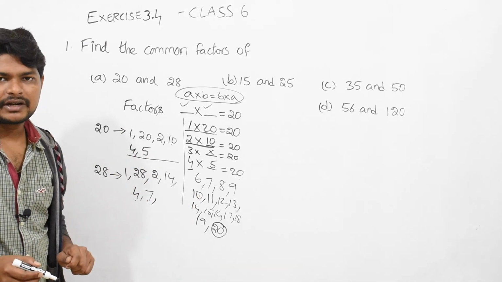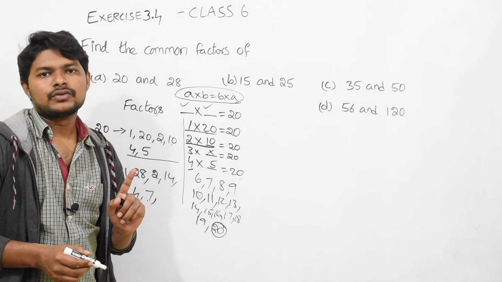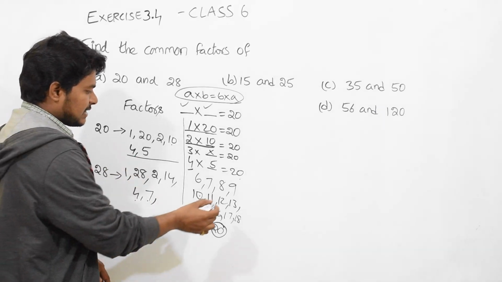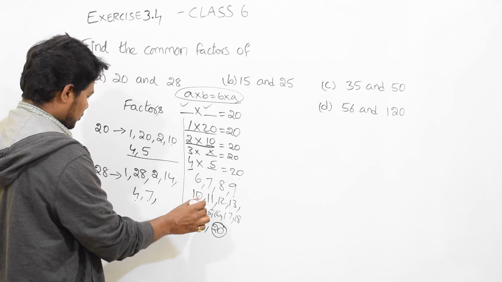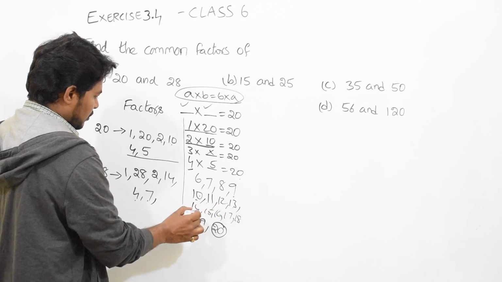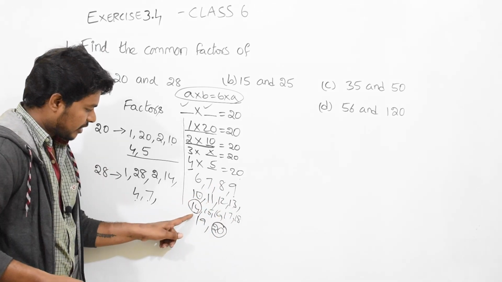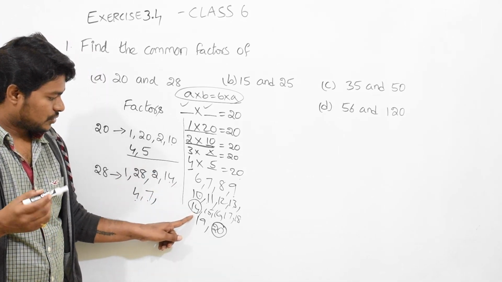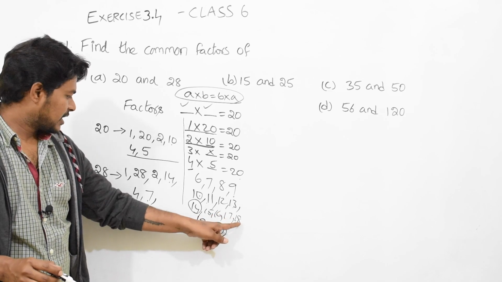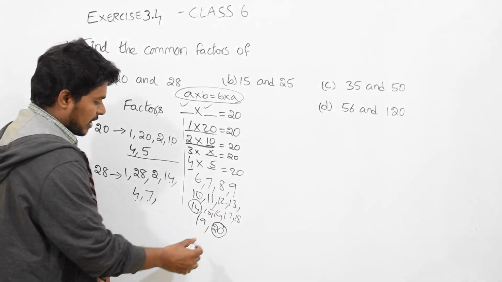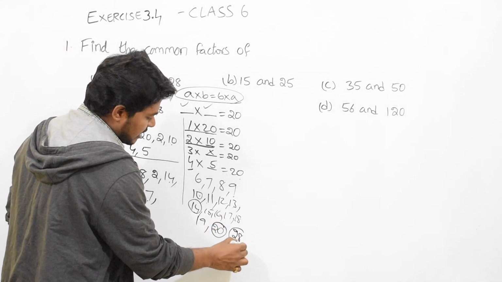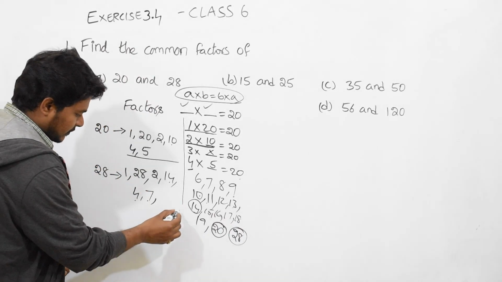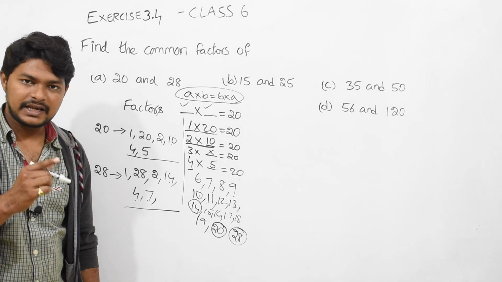In the 8 table, 28 will come or not? 8 3s are 24. Okay, 8 table will not come. Likewise in 9, no. 10, no. 11, no. 12, no. 13, no. 14: in the 14 table, 14 into 2 equal to 28, but we have already written this. So leave 15, 16, 17, 18, 19, 20, no. Likewise, 28 into 1 equal to 28, we have already written that. So these are the factors for 28.